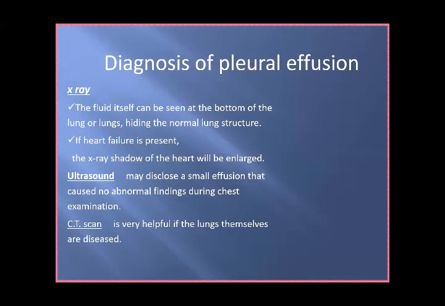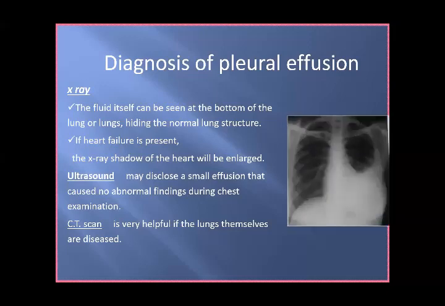To see the pleural effusion, we can do a chest X-ray. The fluid can be seen at the bottom of the lung, hiding the normal lung texture. If heart failure is present, the X-ray may show cardiomegaly. Ultrasound of the chest can be done if a small effusion is present, or when you have a doubt in your diagnosis. CT scan is usually helpful to determine the disease of the patient.